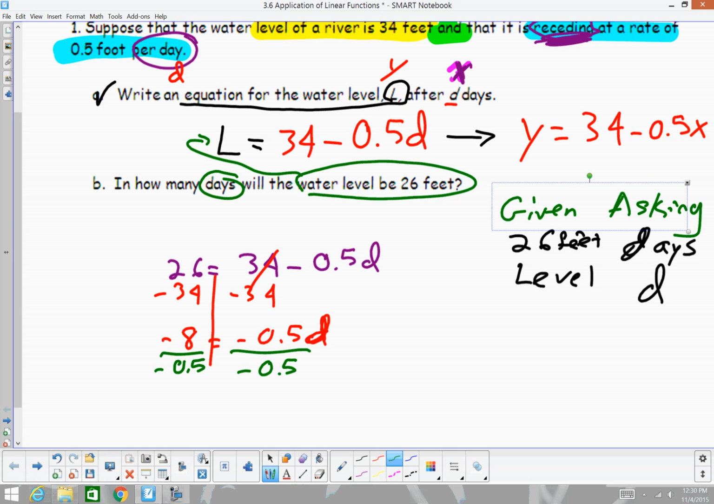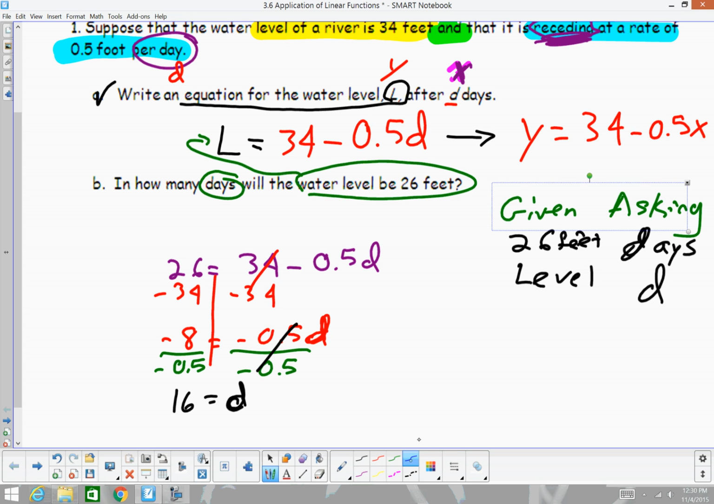And I'm going to be left with negative 8 divided by negative 0.5, which is 16. So that cancels out, and I'm left with D. But what does that mean, 16 equals D? Well, simply, all I'm going to do is take that 16 and apply it to the problem. What did it ask me? It asks me, in how many days, D, will the water level be 26 feet?